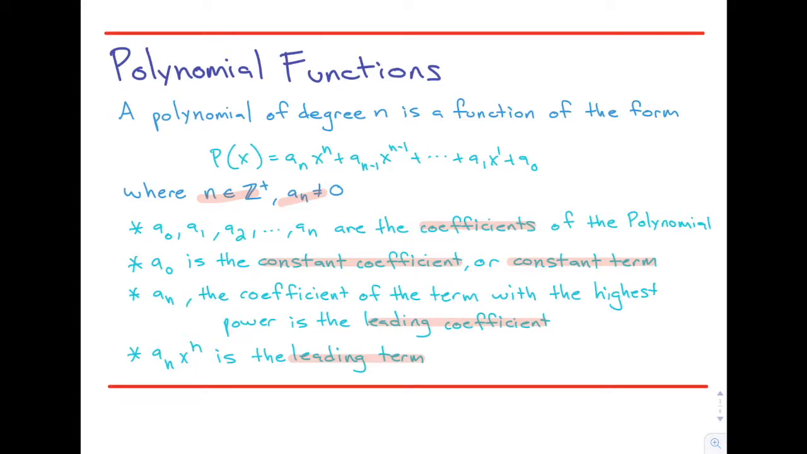A sub 0 is the constant coefficient, or the constant term. For a sub n, the coefficient of the term with the highest power, this is called the leading coefficient. And a sub n, x to the n, is the leading term.